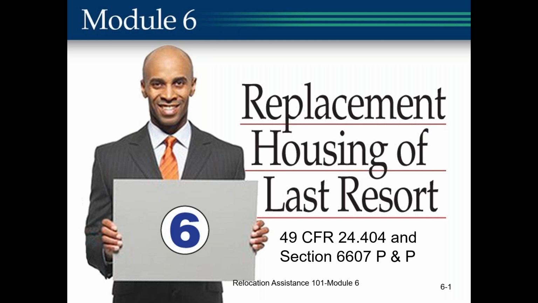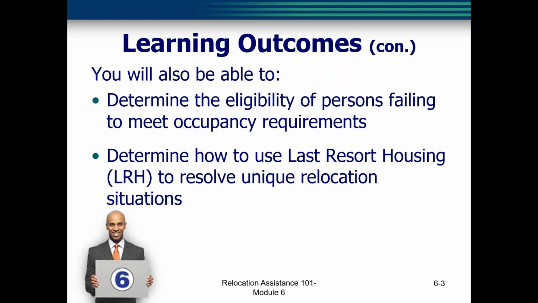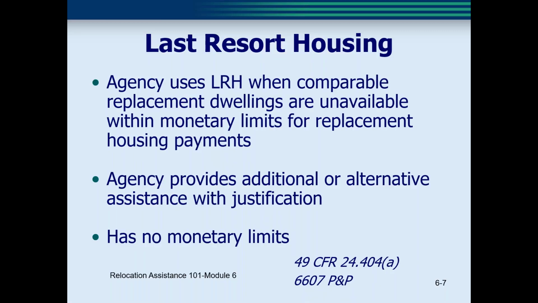So let's look at the learning outcomes for this module and see how they are connected to these issues we've previously discussed. At the end of this module, you will be able to explain last resort housing, LRH. You'll be able to state at least three methods of providing last resort housing, although we're going to talk about a lot more than three. You will be able to determine the eligibility of persons who are failing to meet the occupancy requirements. Remember the less than 90 days. And determine how to use last resort housing to resolve unique relocation situations.